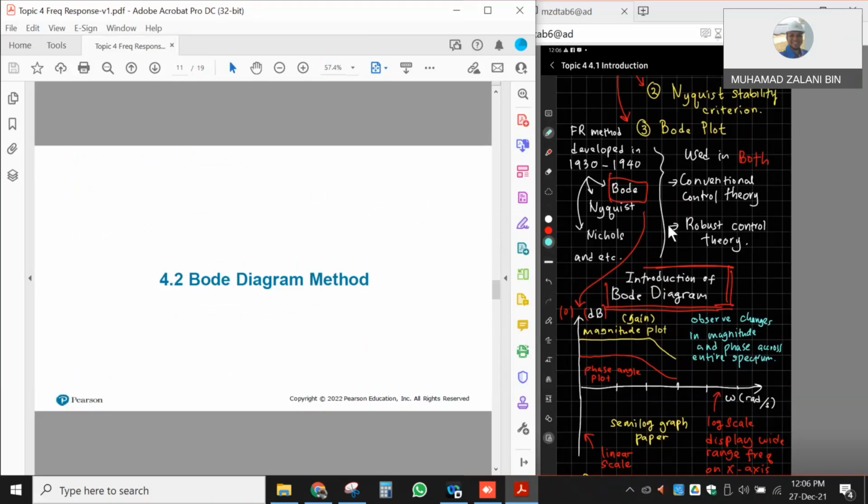But basically in this introductory part, the Bode plot covers both the conventional control theory and also the robust control theory, the modern one. All right. So the Bode plot is quite useful when we want to observe the steady state and stability margin of the system.